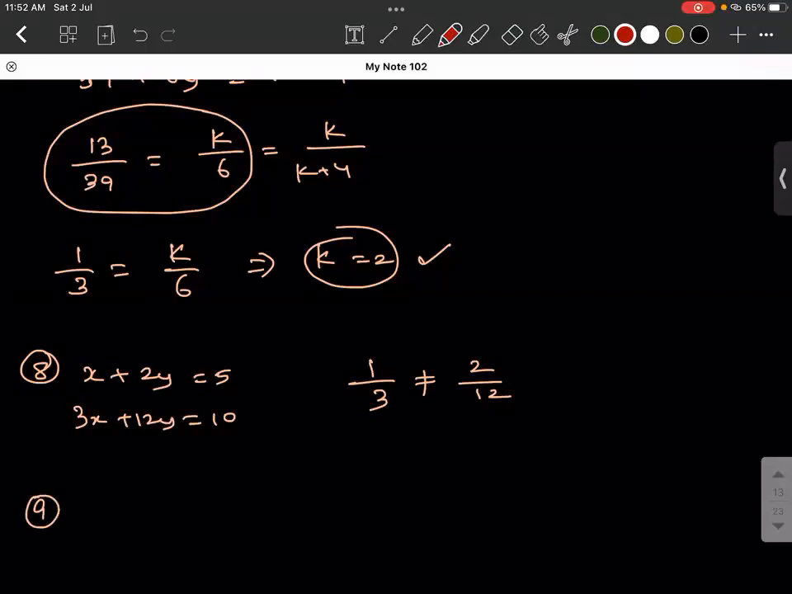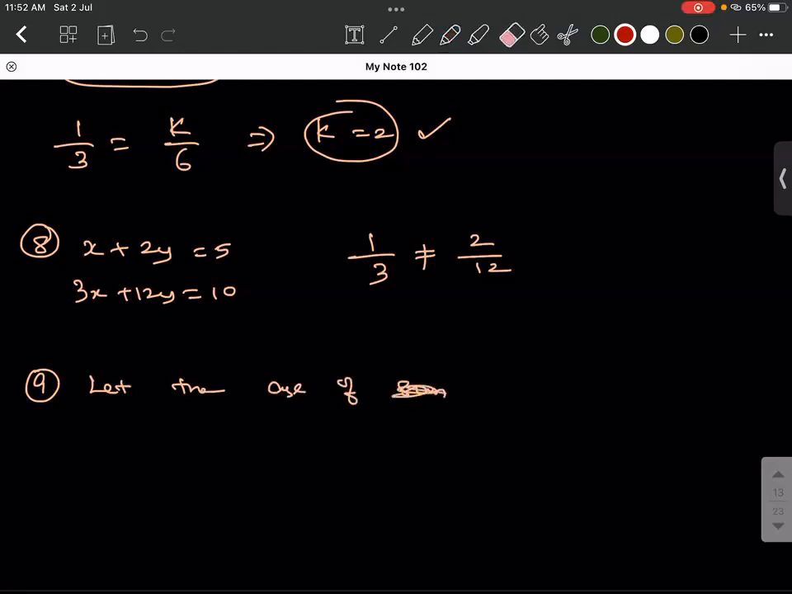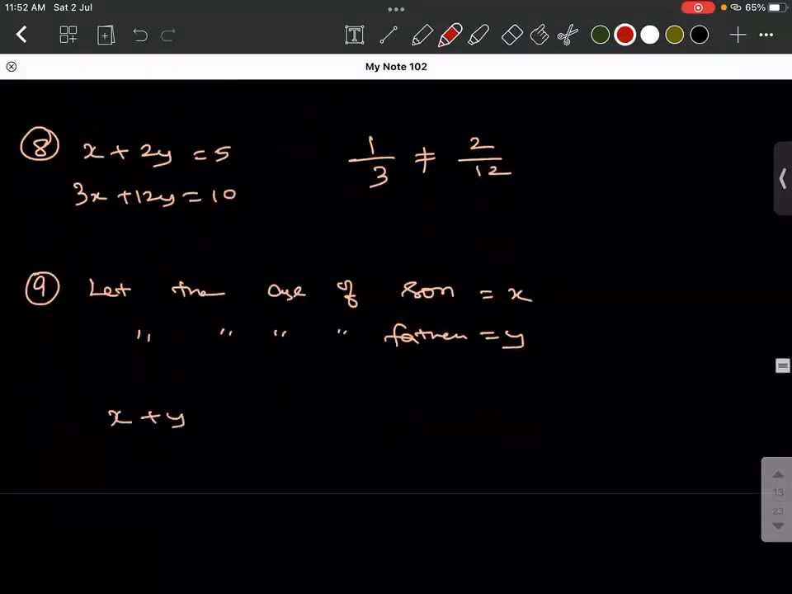9. Let the age of son be x and the age of father be y. Sum of the ages is 65. Why is the difference of the arrangements? I didn't understand.